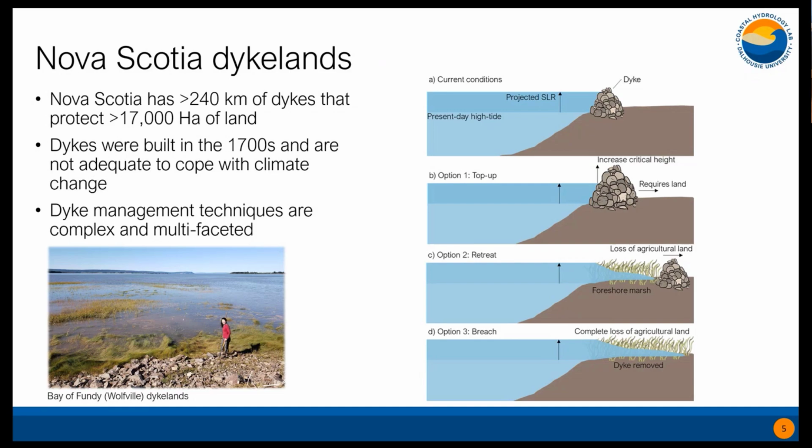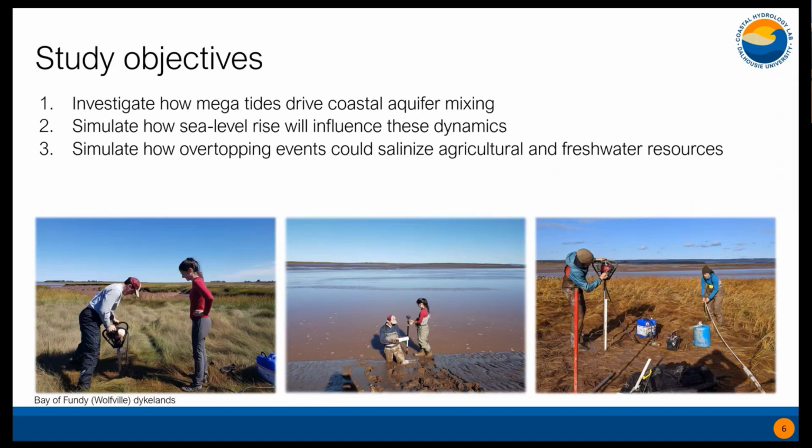The first one being topping up or increasing the critical elevation of the dike. However, this does require some land to maintain proper slopes. Another option is to retreat the dike back. However, this does result in some loss of agricultural land, but does restore some foreshore marsh, which is good for attenuating wave energy. And another option is to completely remove or breach the dike, which essentially results in complete loss of agricultural land. So there's lots of different pros and cons to these dike management techniques, but they're mostly not well understood from a groundwater resources perspective. And that's what really motivated this study.